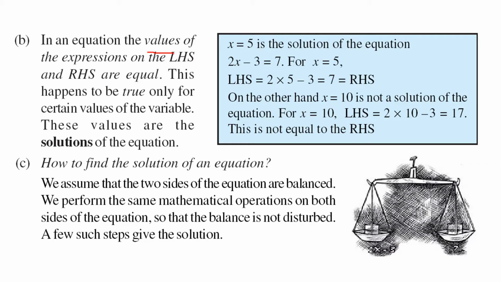So in an equation, the value of the expression on the left hand side should be equal to the right hand side. Whatever is on the left should be equal to whatever is on the right. The values of the variable which satisfy the equation, or which make the left hand side and right hand side equal, are the solutions of the equation. For example, x is equal to 5 is the solution of the equation.